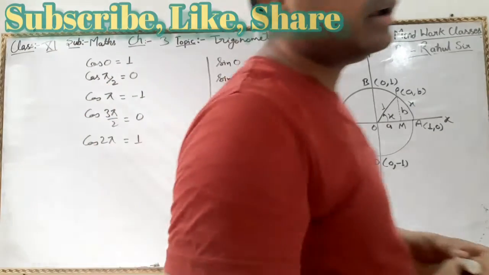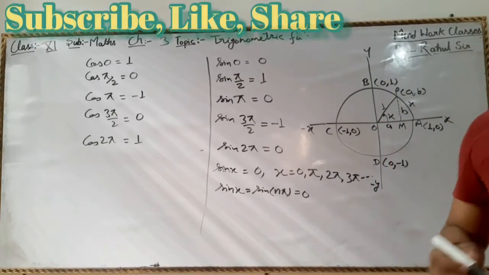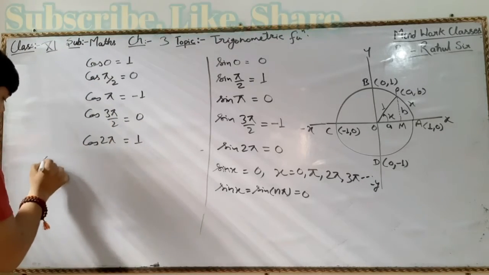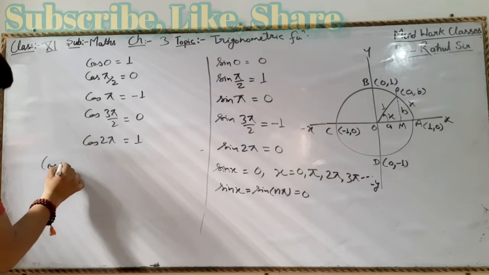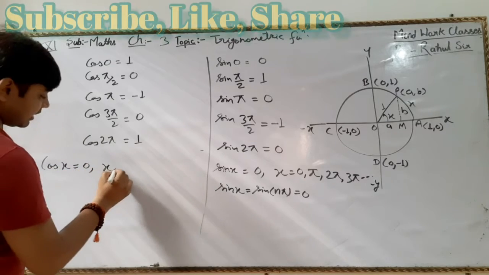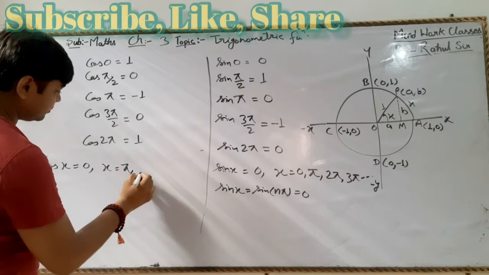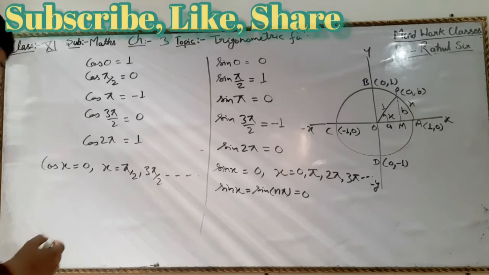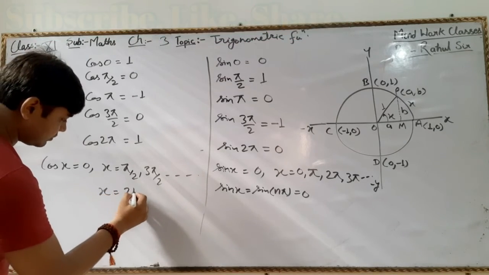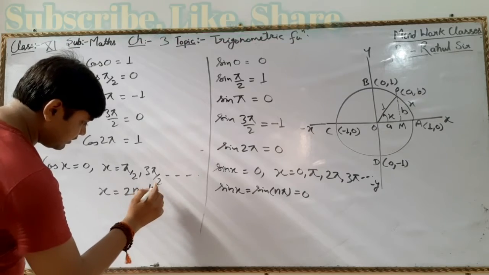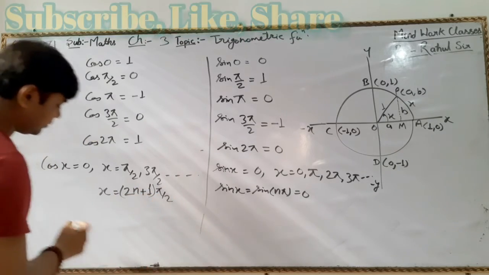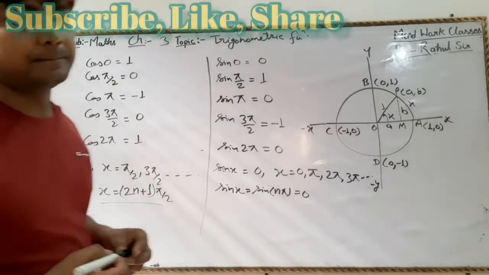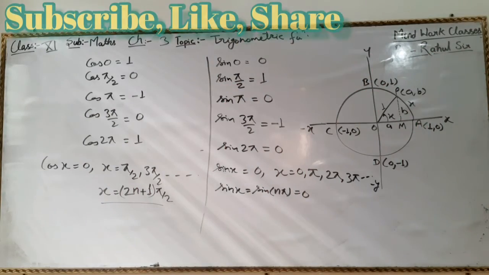Now what do we see here? We see that cos x is equal to 0 when x is equal to pi by 2, 3 pi by 2 and so on. Okay, so we can say that x equal to (2n plus 1) pi by 2. At x equal to (2n plus 1) pi by 2, cos x will be 0. Okay, so this is how we find these two values.